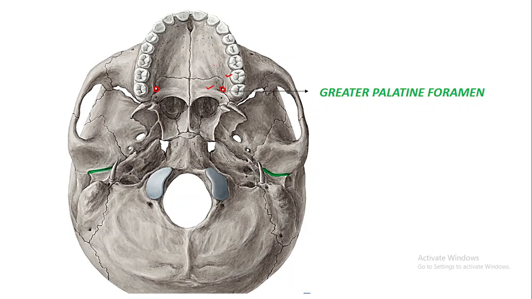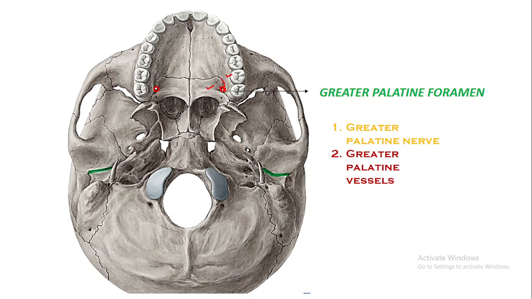So this is the palatine process of the maxillary bone, and these two are the horizontal processes of the palatine bone. On the suture which is present between the maxillary bone and palatine bone, there is the greater palatine foramen. It is usually present behind the third molar teeth. The structure which passes through the greater palatine foramen is the greater palatine nerve, which again is a branch of the maxillary nerve, the maxillary division of the trigeminal nerve.